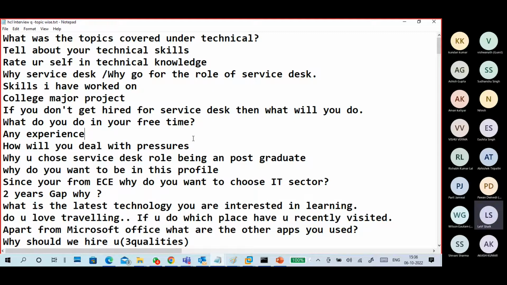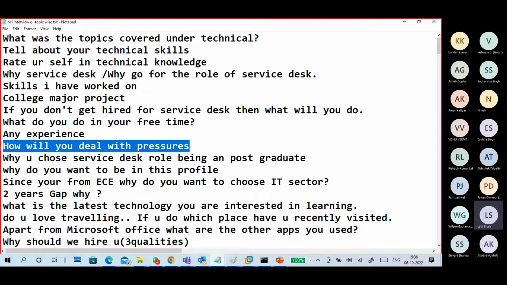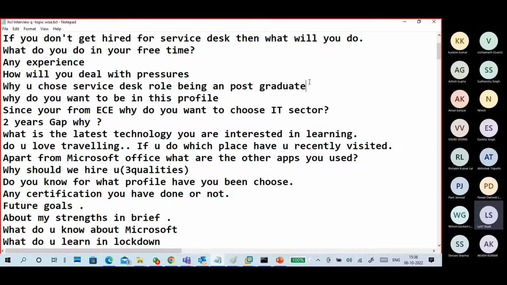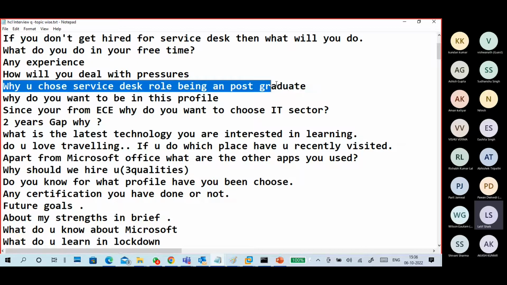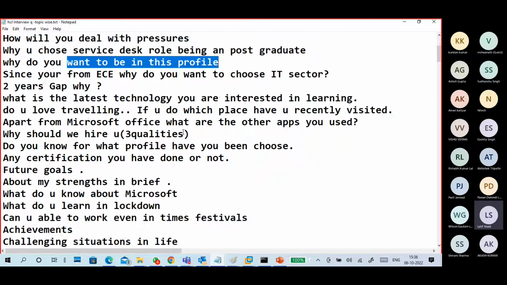Next: how do you deal with pressure, meaning you are getting a call, the problem is not solved, and you get another call. Someone who is a postgraduate also got this question: why did you choose the service desk role, being a postgraduate student? What do you want to be in this profile? Guys, there is no correct or wrong answer. The important thing is how smartly you tell an answer.